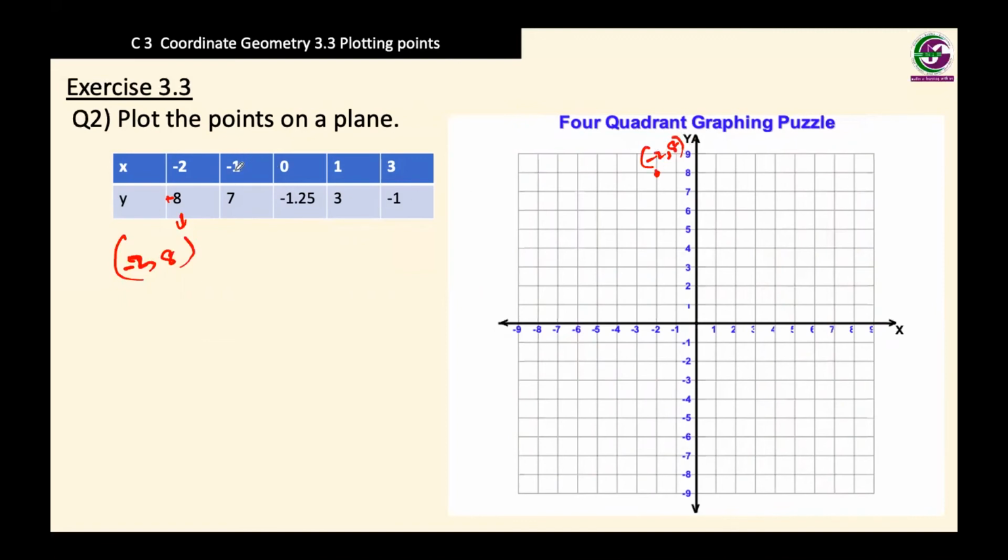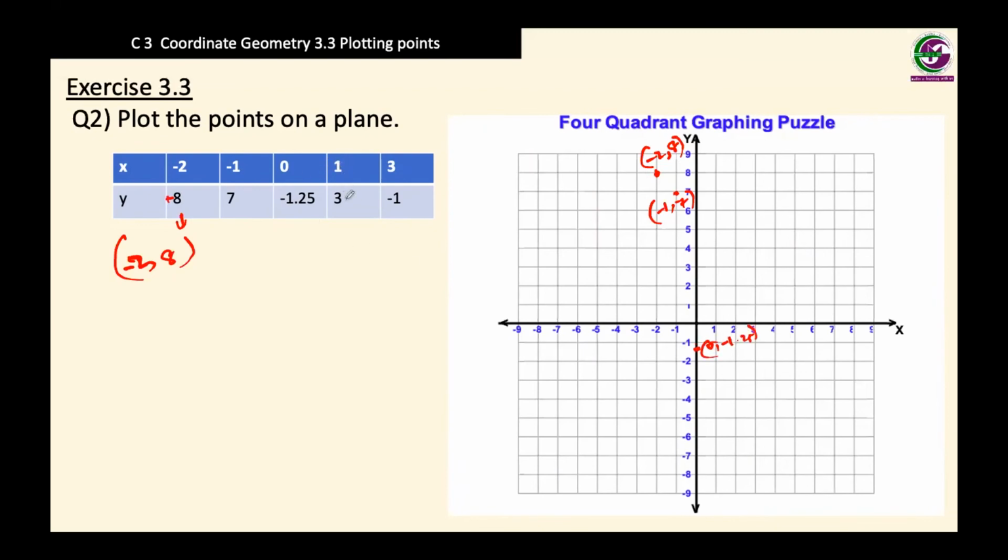Now, on the x-axis, -1 and 7 steps up. -1 and 7 steps up is here, -1, 7. Then 0, from 0 on the x-axis, go down because it is negative, down 1/4. From 0, go down 1/4 is here. So 0, -1/4.